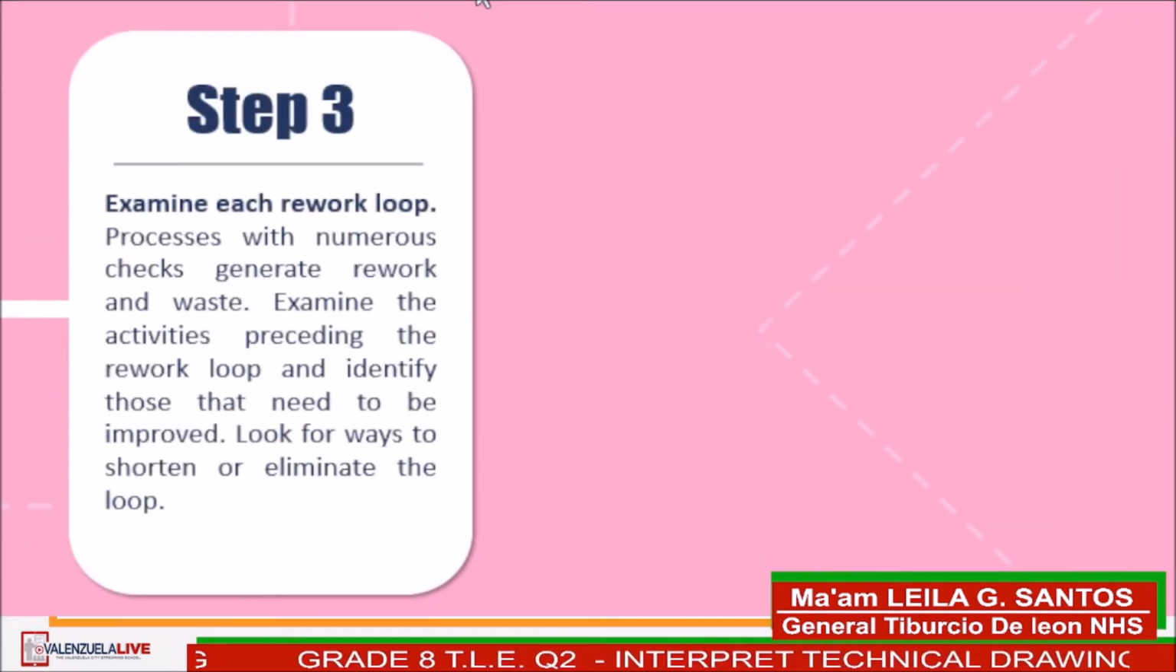Step 3. Examine each rework loop. Processes with numerous checks generate rework and waste. Examine the activities preceding the rework loop and identify those that need to be improved. Look for ways to shorten or eliminate the loop.